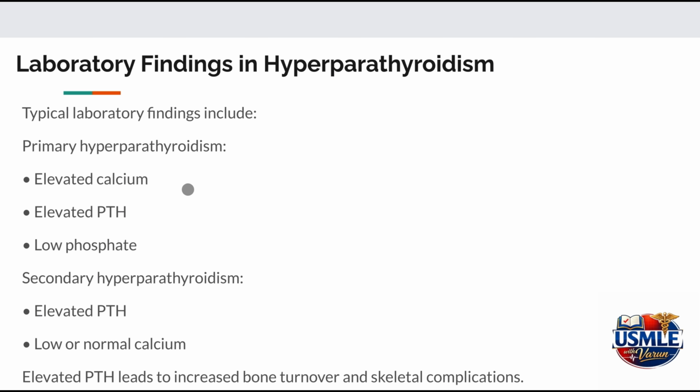In primary hyperparathyroidism, laboratory tests typically show elevated calcium, elevated parathyroid hormone levels, and low phosphate levels. In secondary hyperparathyroidism, parathyroid hormone levels are elevated, but calcium levels may be low or normal. These laboratory patterns help us differentiate the underlying cause of hyperparathyroidism.